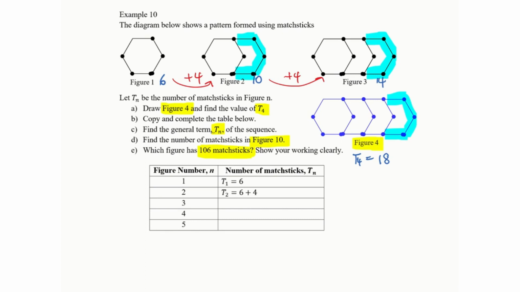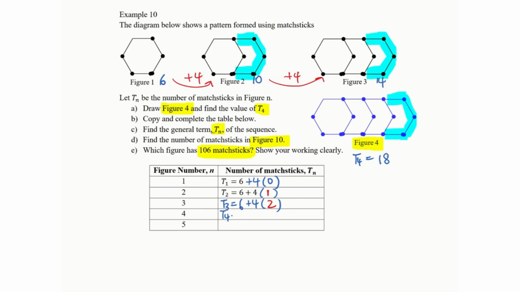Figure number 1, we have term 1 equals to 6 matchsticks. You realize that it is also equals to 6 plus the common difference of 4 multiplied by 0. 4 multiplied by 0 is 0. For figure number 2, term 2 equals to 6 plus 4, the common difference, multiplied by 1. Term 3, you have the starting number 6 plus 4 multiplied by 2. 4 times 2.